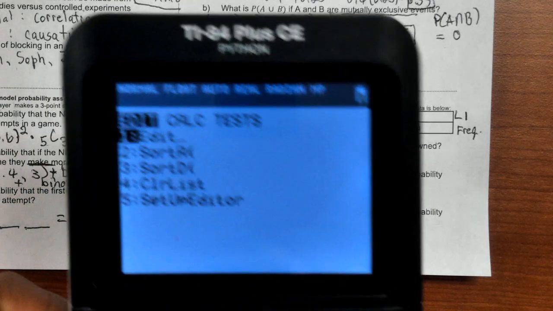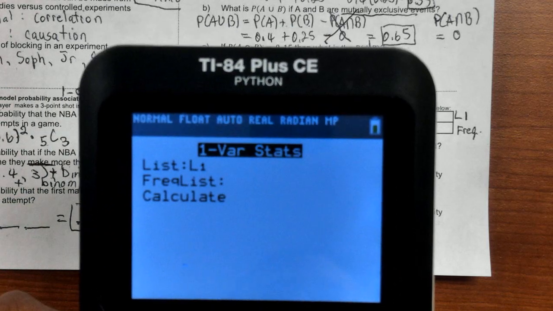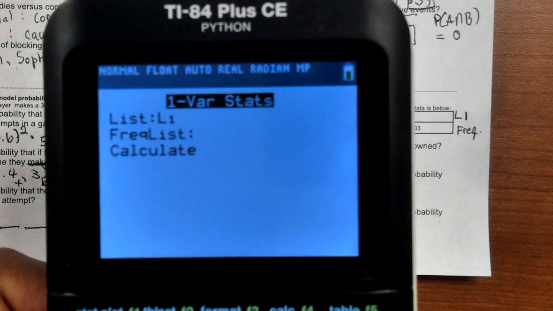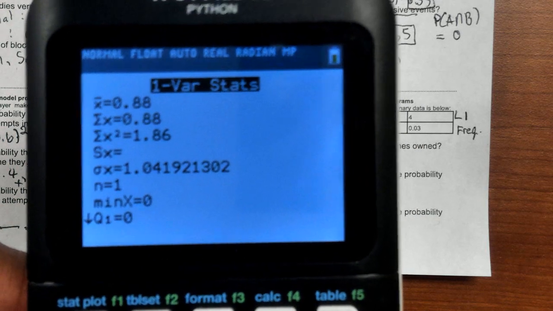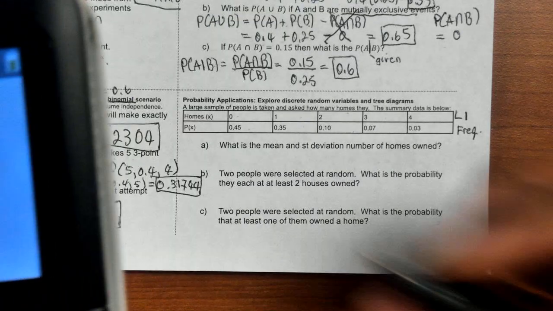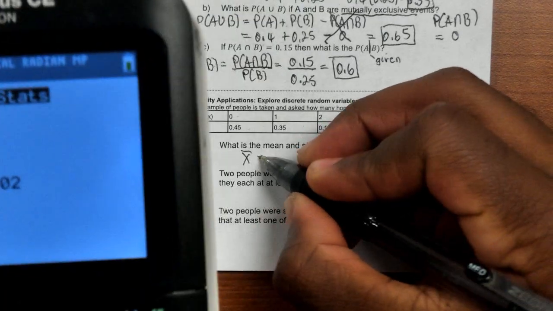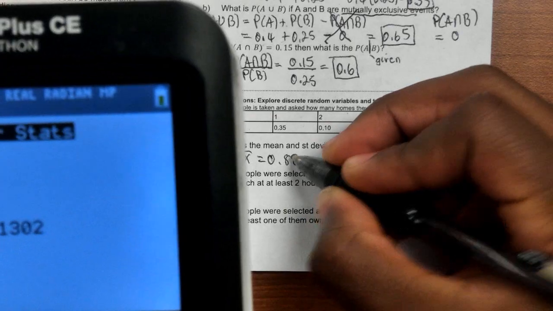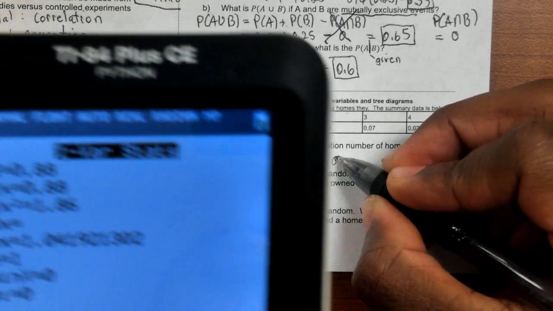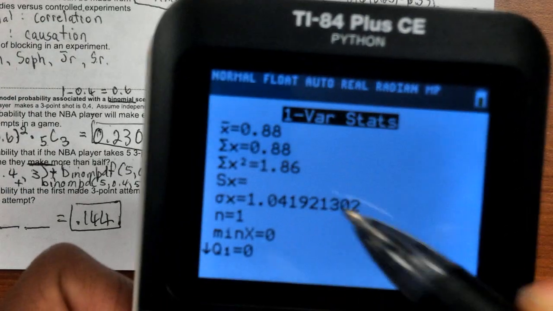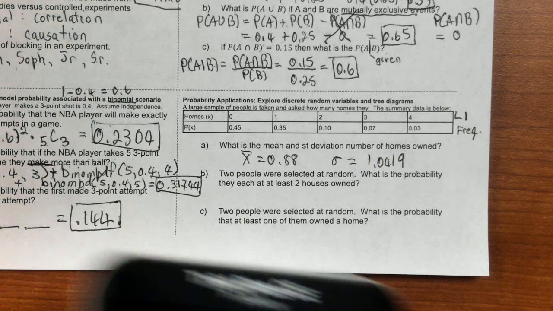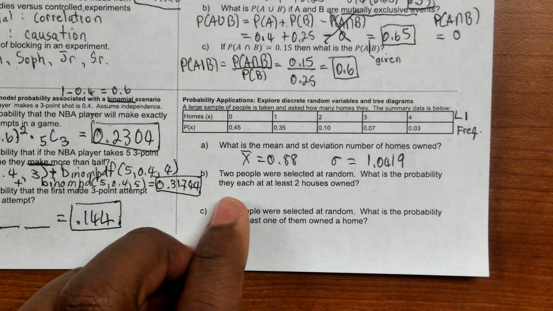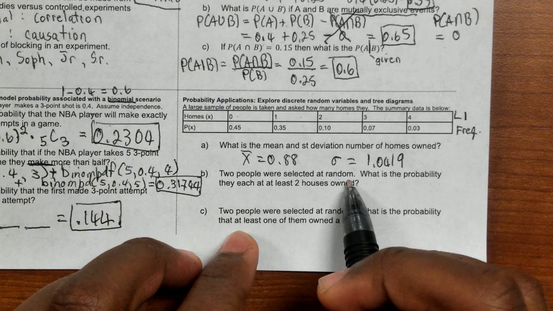Then I press stat, one var statistic, and put your frequency list as list 2. Bam, in this case our mean, or X bar, is 0.88, and our standard deviation, which we're going to use this to represent, is 1.0419.